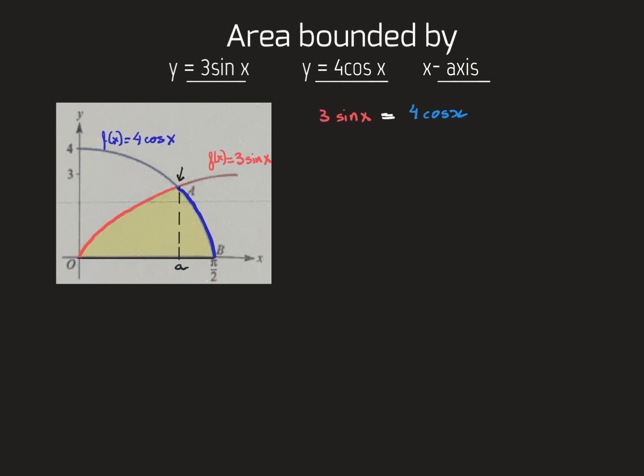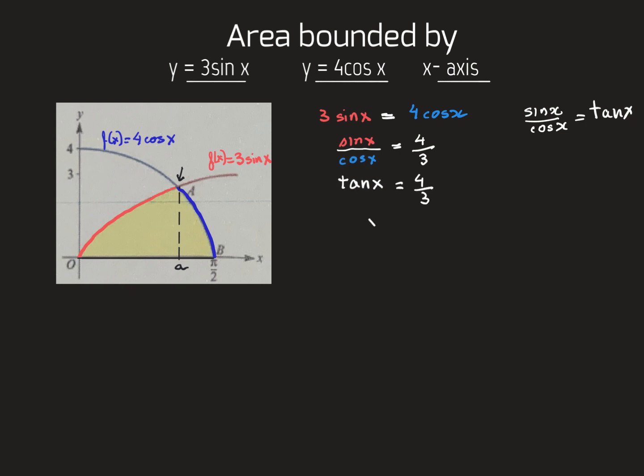And this will be easily done if we remember that sine x over cos x gives us a tan x. So I'd like to rearrange this equation so that it looks like tan x. We write sine x over cos x is equal to 4 on 3. And that means that tan x is equal to 4 on 3.